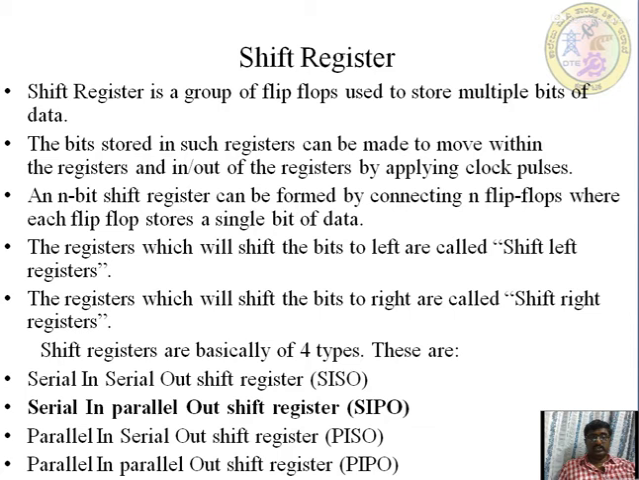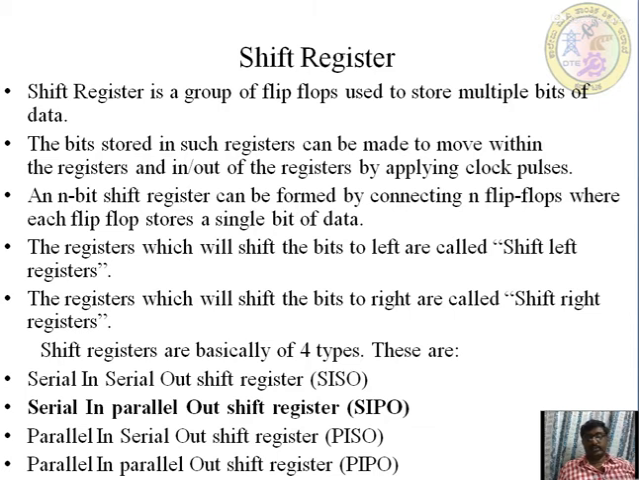What is a shift register? A shift register is a group of flip-flops used to store multiple bits of data. The flip-flop is already known to be a storage element, so we try to store multiple bits of data. The bits stored in such registers can be made to move within the register, and in and out of the register, by applying clock pulses. The stored values can be shifted right or left by applying clock pulses.